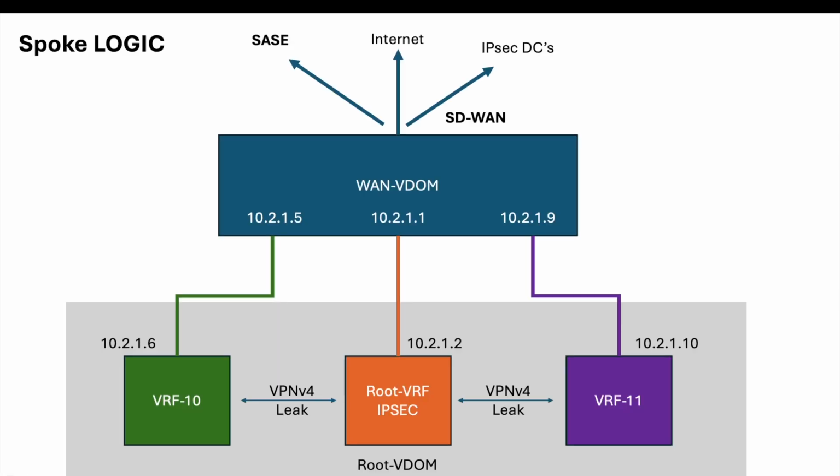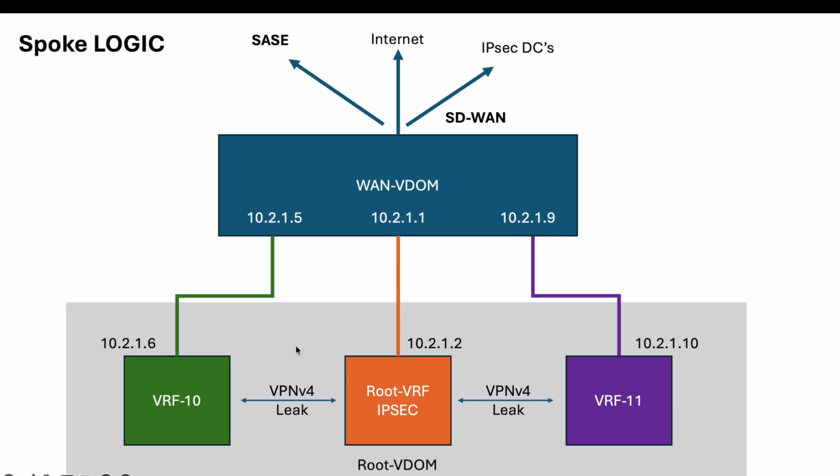So let's just look at this from a logic perspective. So here I've broken it down, right? So this is in essence what happens. So I've got my WAN VDOM here. I've got my primary inter-VDOM link here. The root VRF here is where the IPsec terminates. So the IPsec tunnel terminates in here.